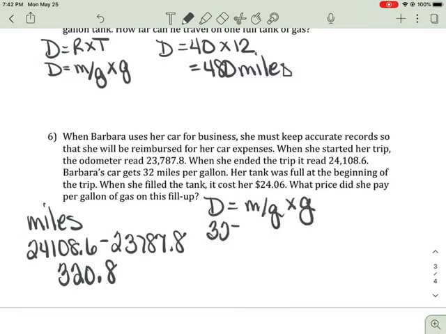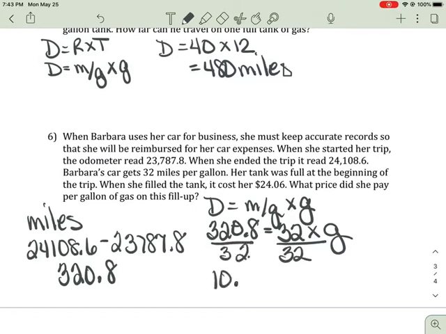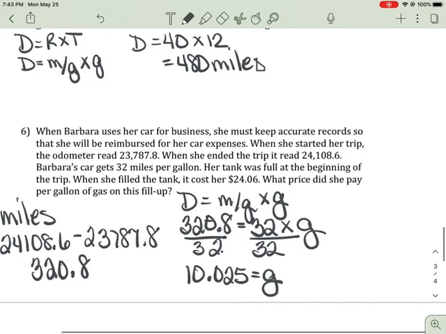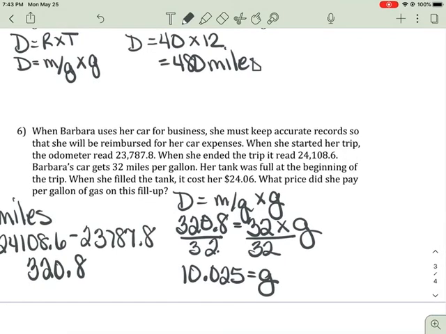So we're going to take our 320.8 and 32 miles per gallon, and we've got to figure out how many gallons she used. So let's divide both sides by 32. Okay, so I get about 10.025 gallons.